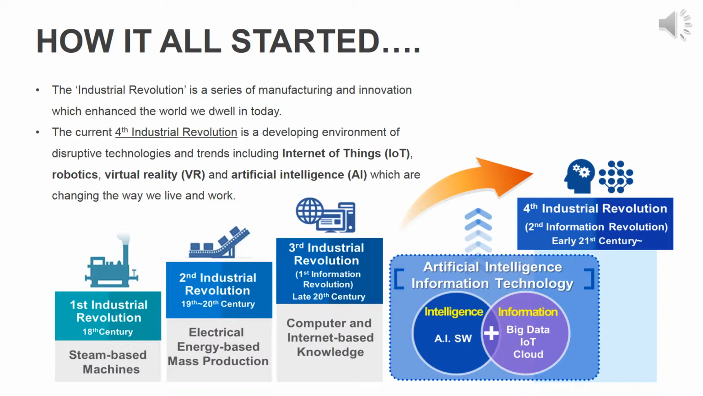The first industrial revolution exercised the mechanization of production through the adoption of water and steam power. The second introduced mass manufacturing with electric power. The third popularized electronics and information technology to automate production. The current fourth industrial revolution introduces the era of combining information with intelligence.